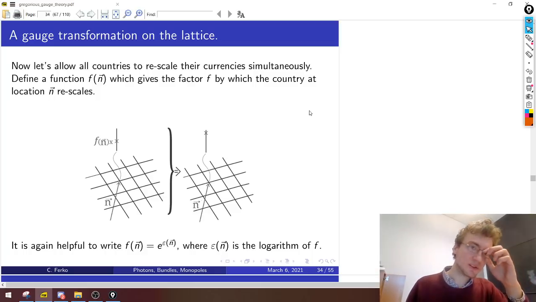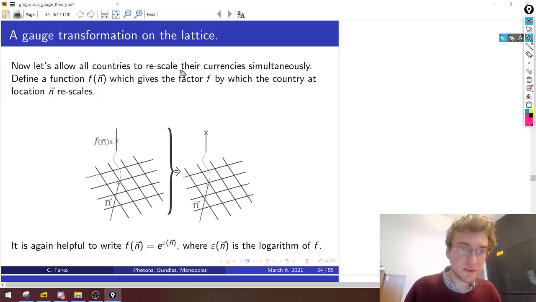Now let's think about gauge transformations. As I was saying before, we want to allow all currencies to rescale simultaneously. So let's say we do that using a function f. f takes in a point n, and it tells you the factor by which the country at that location n rescales. So in the example with Italy going from the lira to the lira tilde, f of n outputs the number 10 at the point n where Italy sits. So it's just rescaling their money bundle by a factor of 10. And again, to compare with the other example, I'll sometimes write f of n as the exponential of some other function epsilon. So epsilon is really the log of f.